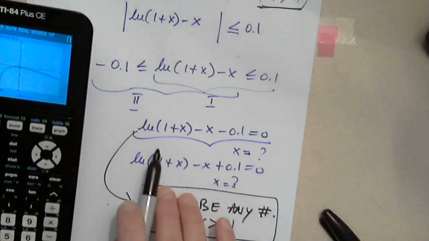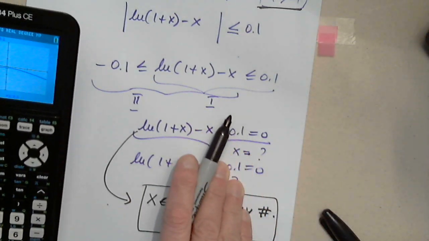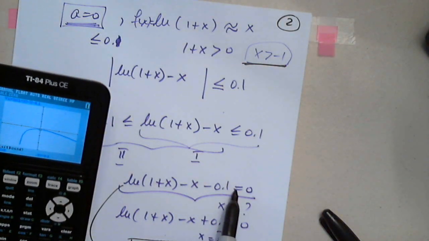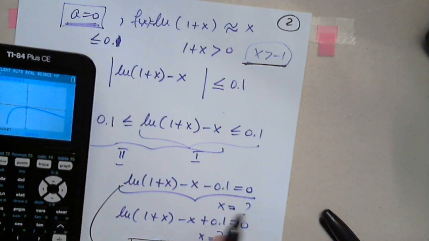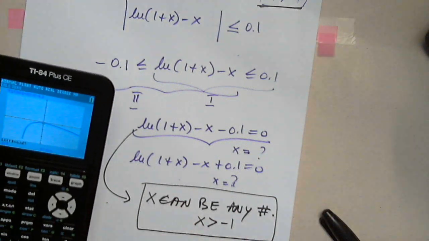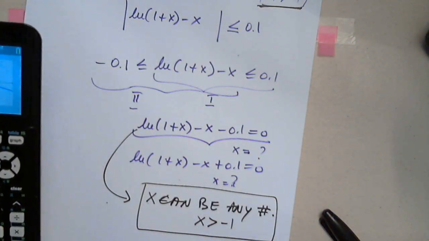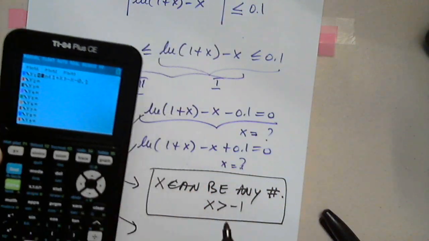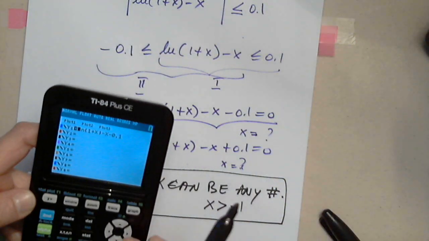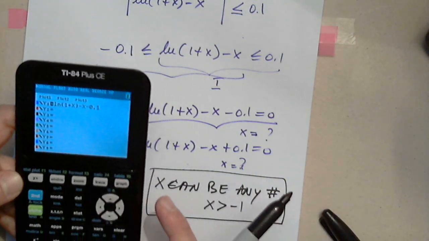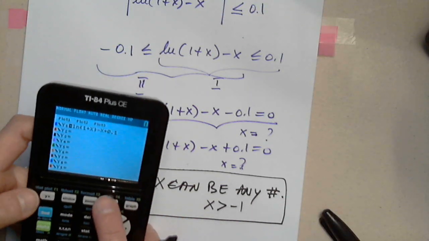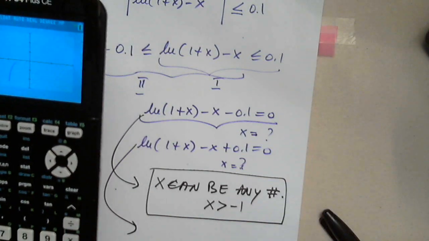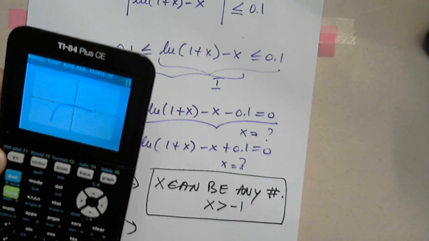So this is the answer to the first inequality, meaning natural log of 1 plus x minus x minus 0.1 is true for any value of x that is greater than -1. Okay, let's see what we get with the other one. For the other one, I have the exact same thing, but I have to put plus here. And again, second and calc, I want the 0 because I'm trying to find when the function is 0.